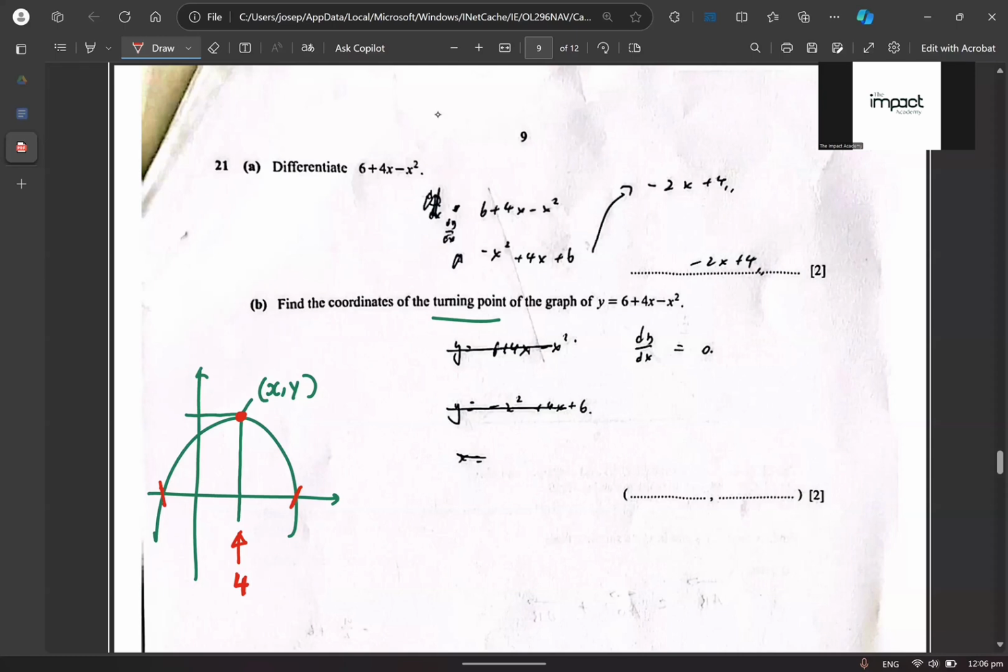and this is the largest possible perimeter of the triangle. Okay, for this question, right, they want us to find the coordinates of the turning point.